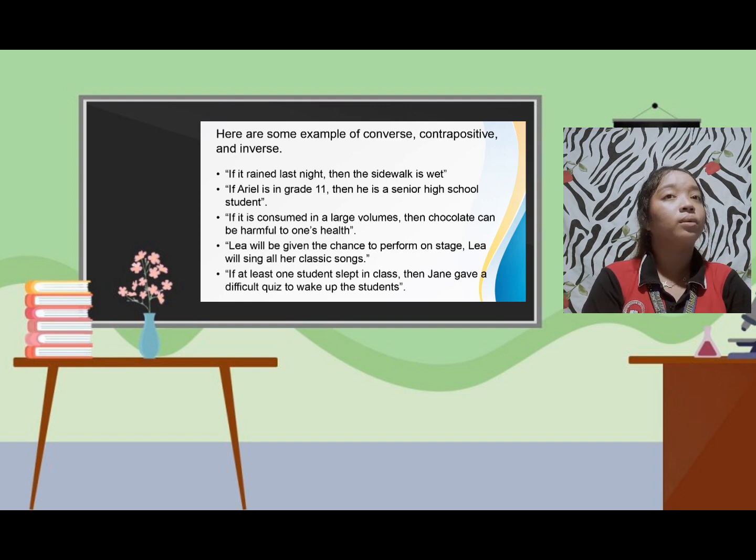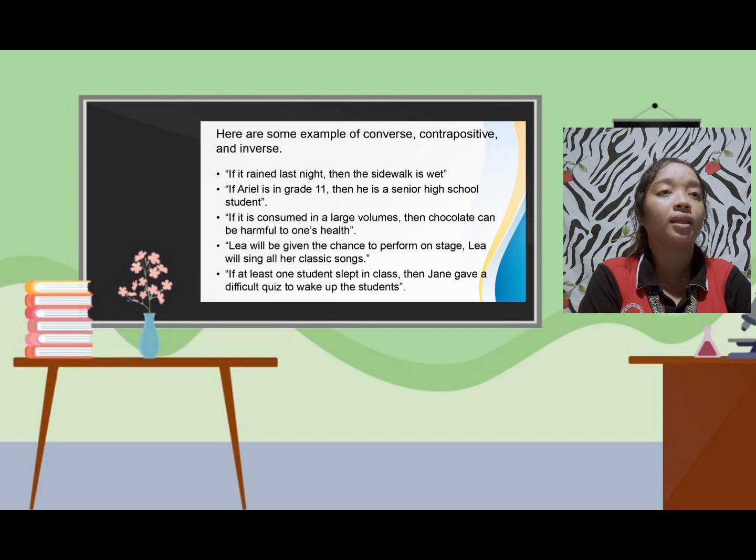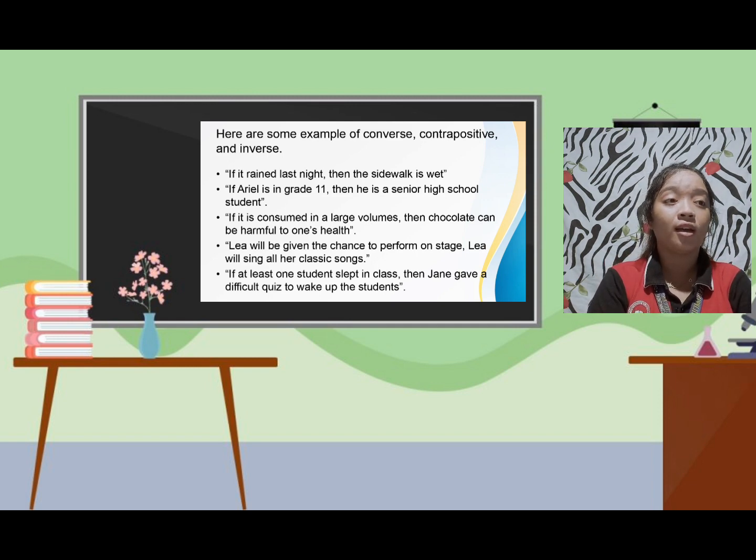Did you remember that to find the contrapositive of the conditional statement, we need to find the negation of Q, and then implies the negation of P? So the contrapositive of this statement is: if the sidewalk is not wet, then it did not rain last night. Did you get it? Okay.